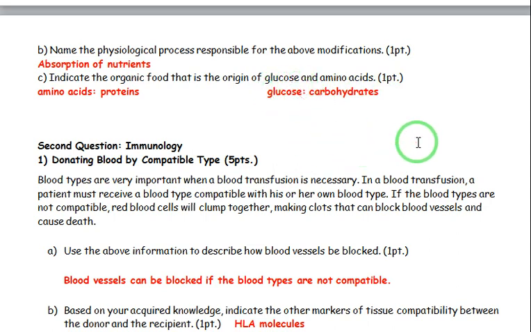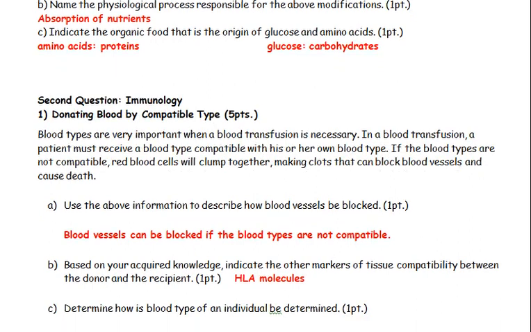Let's move now to the second exercise or second question about immunology or the immune system. Number 1.